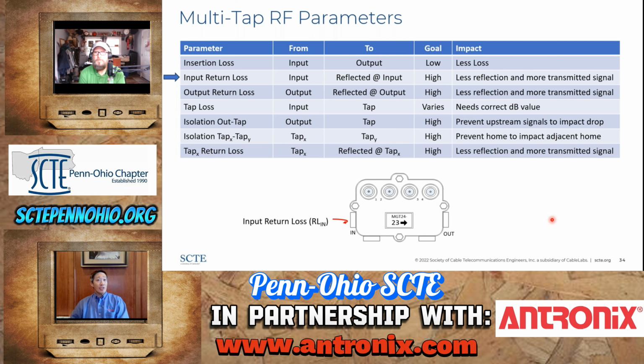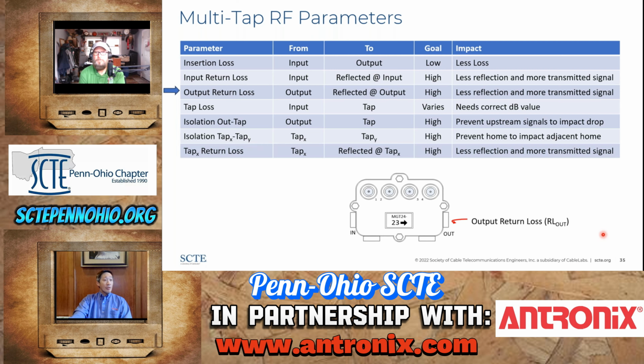This parameter is particularly important in full duplex DOCSIS FDX applications to minimize reflections or echoes, particularly on taps that are closest to the amplifier node, because the signal level is higher there. Any reflection coming back would be higher. So you want a very good input return loss on taps.